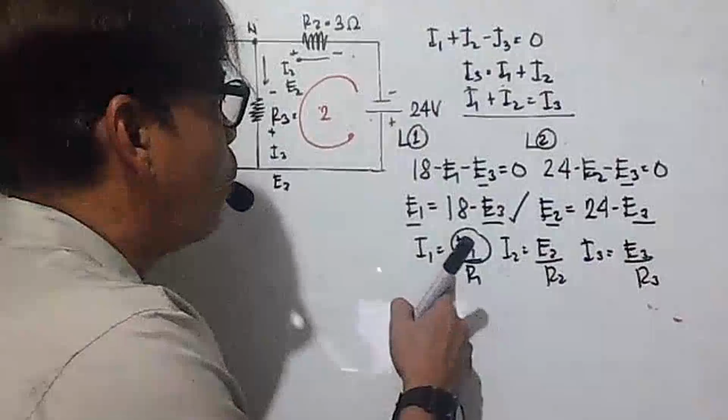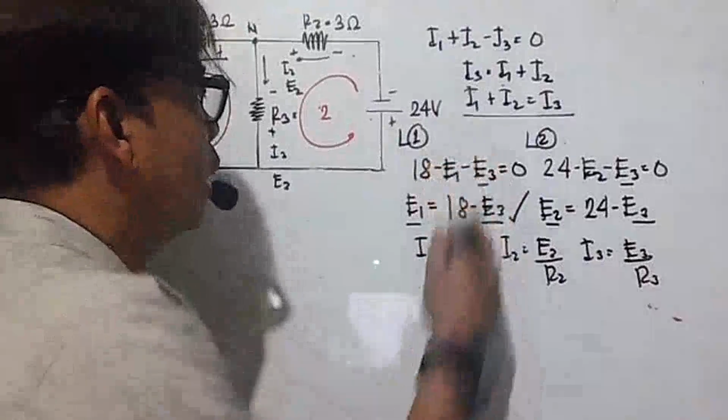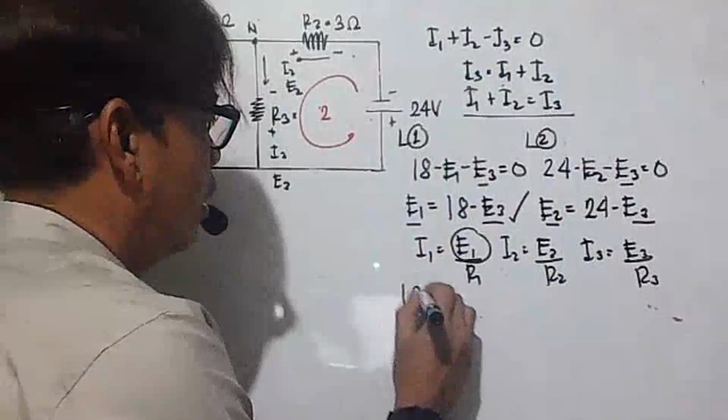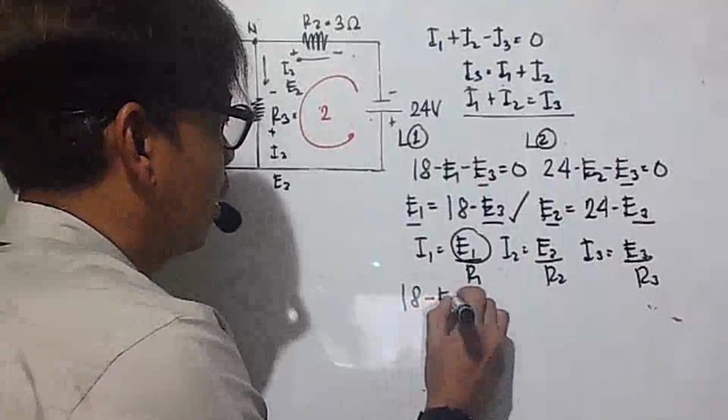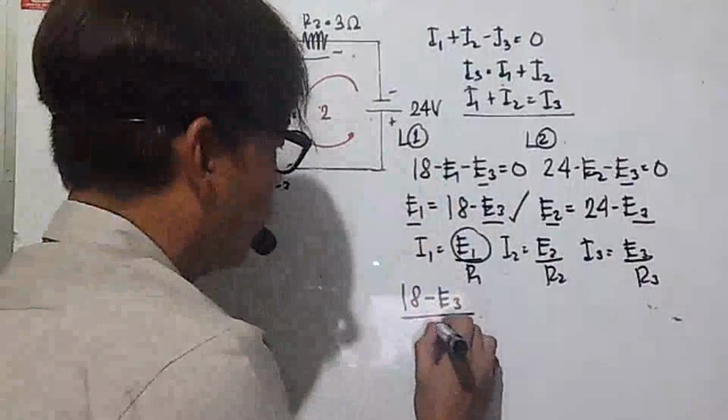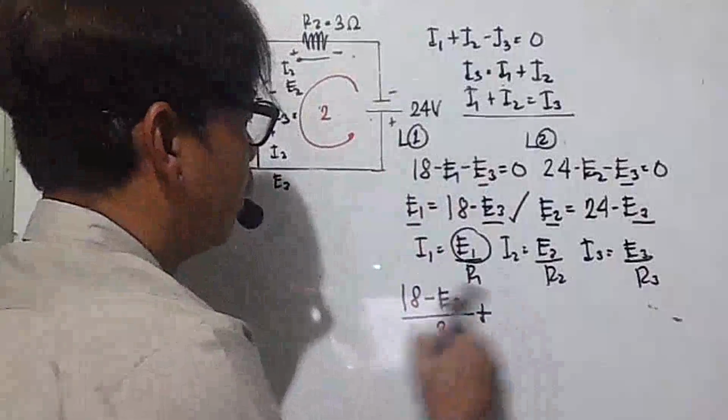Okay. So your I1 now: I1 is E1, which is 18 minus E3, all over R1. Your R1 has a value of 3 ohms. Okay, then plus, so this is your I1.